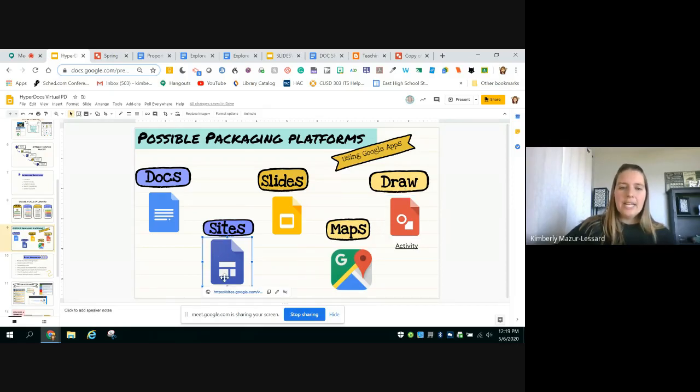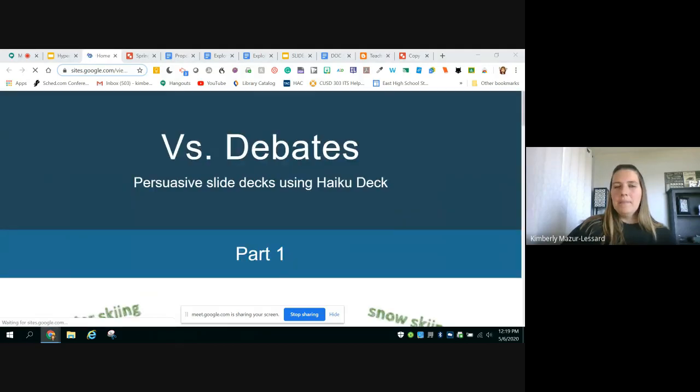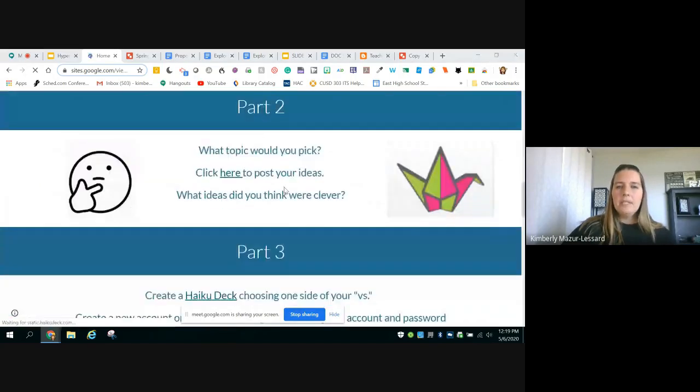Sites. So for sites, it's just building that Google site, right? And so it becomes a series of steps. You have graphics embedded throughout. You have the links. You can break it up into different parts to take them through that. You can package a larger unit using sites. The perk is that you create this visual flow. And again, you can embed a Google form to collect student responses or ideas along the way.